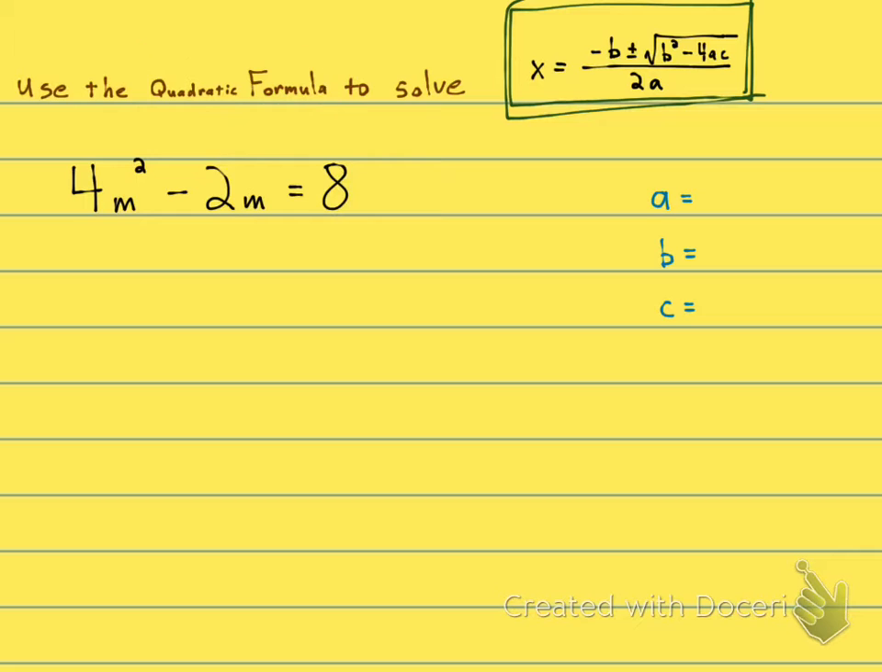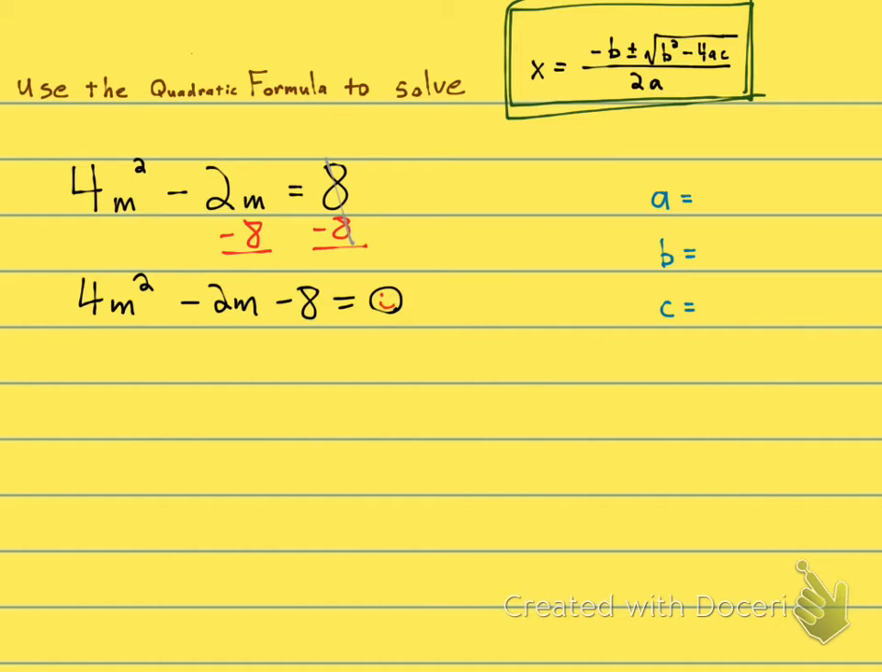So let's go ahead and do it. I'm looking at my equation, but before I solve my equation, it has to equal 0. So does it equal 0 right now? No. In order to get it to equal 0, I need to move this 8. What I'm going to do is subtract 8 from both sides of the equal sign. That way, 8 minus 8 cancels on the right-hand side, giving me a 0. So I'm going to have 4m squared minus 2m minus 8 equals 0.